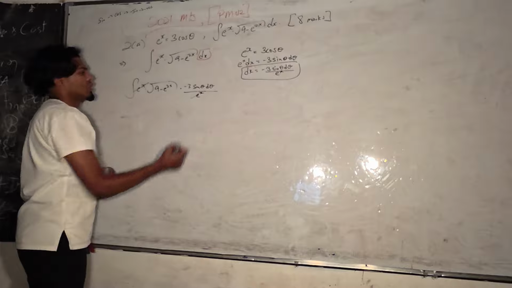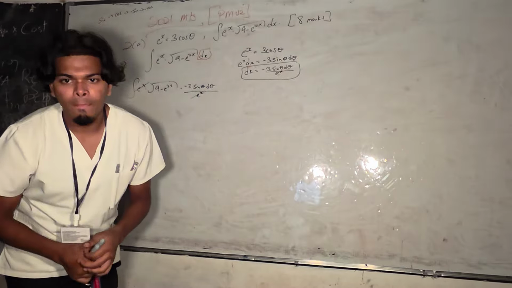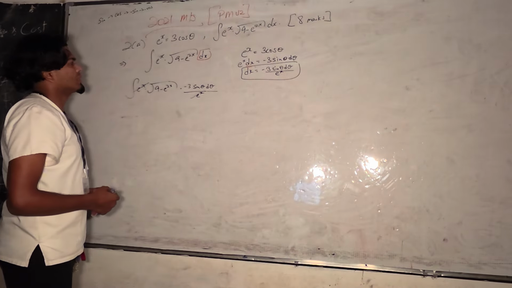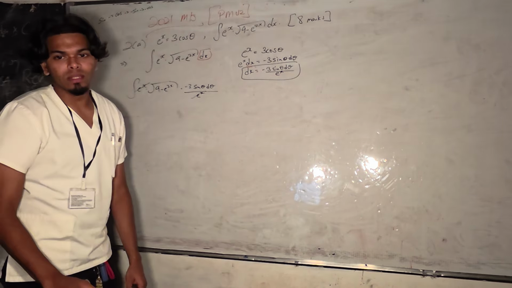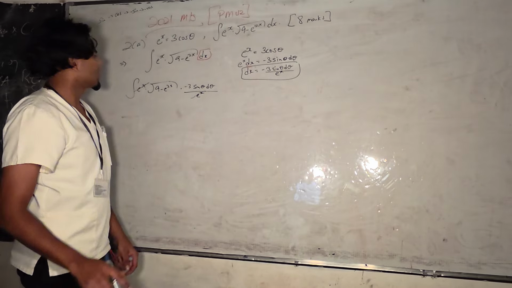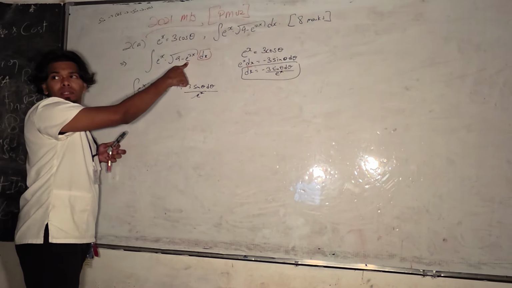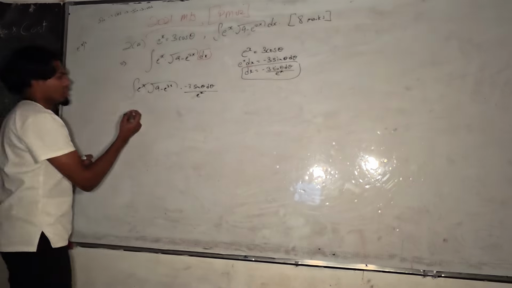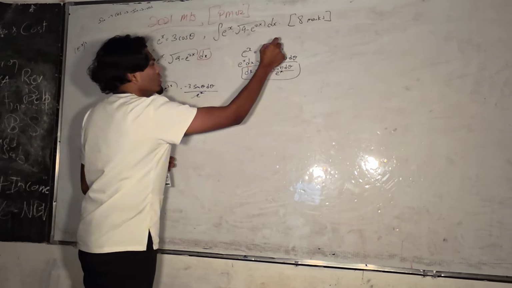The e to the x and e to the x cancel out. But then we have e to the 2x there. What do we do with that? We substitute 3 cos theta into it. But remember this is not e to the x, this is e to the 2x, which is the same as e to the x all squared. So we can put it back using the substitution.